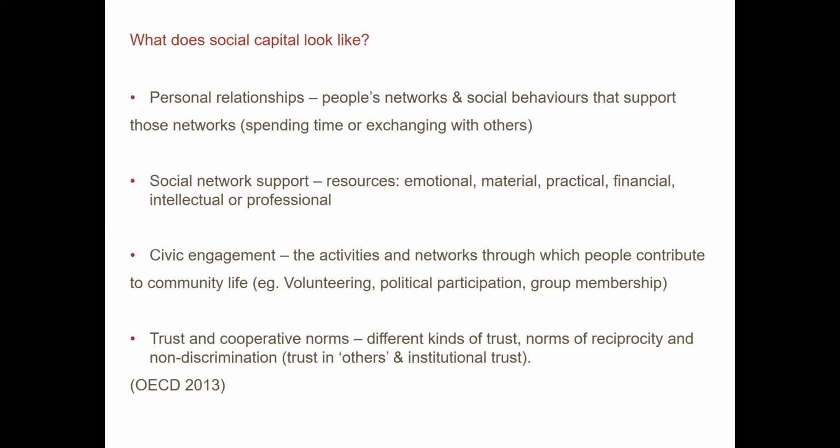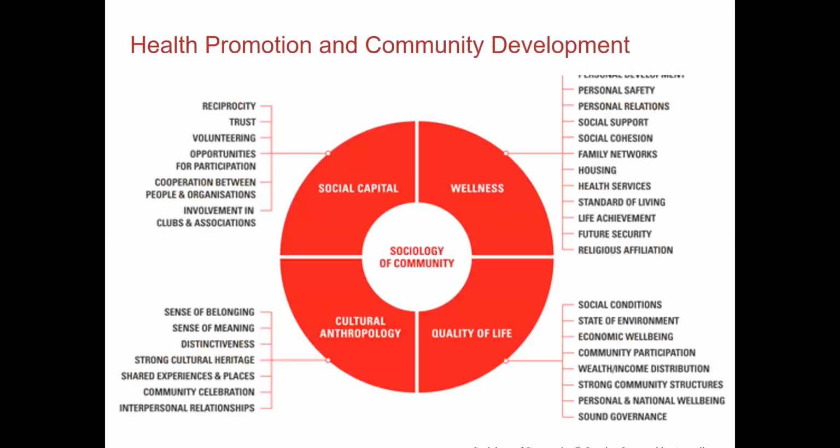Also has civic engagement, so that is the activities and networks through which people contribute to community. So providing opportunities for things like volunteering, political participation, increasing group membership opportunities, and then increasing that ability for people to actually engage once they are a member of a group. And then trust and cooperative norms. So that's different kinds of trust, norms of reciprocity and non-discrimination as well.